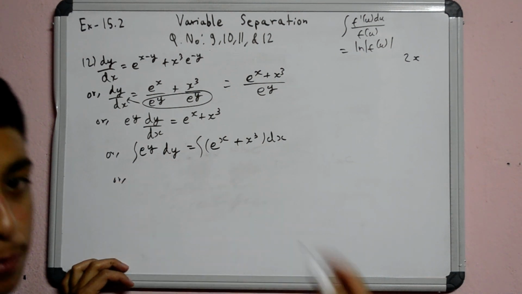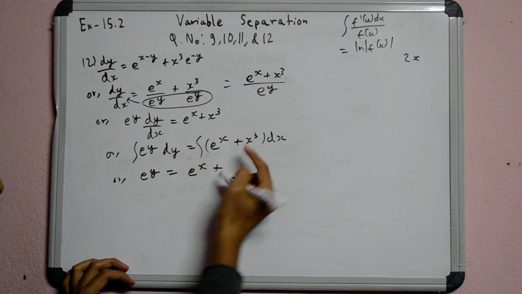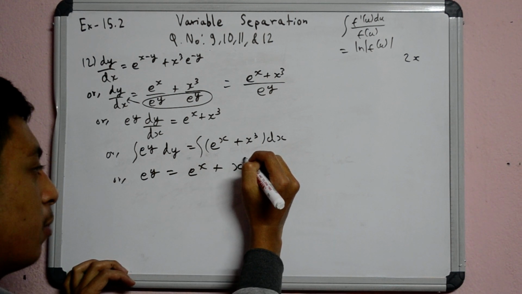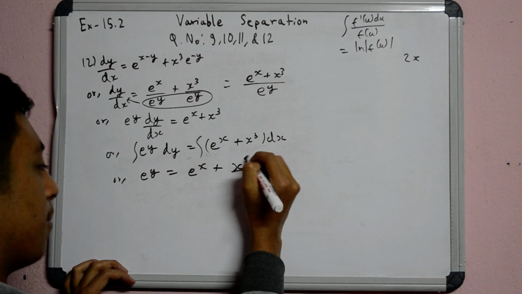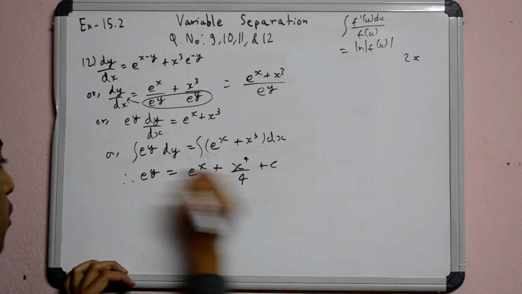And integration of e to the power y is e to the power y. Similarly, e to the power x is e to the power x. And for x cubed, we have to use the power rule. So it becomes x to the power 3 plus 1, which is 4, divided by the power, which is 4, plus c. And in fact, that is our required solution.